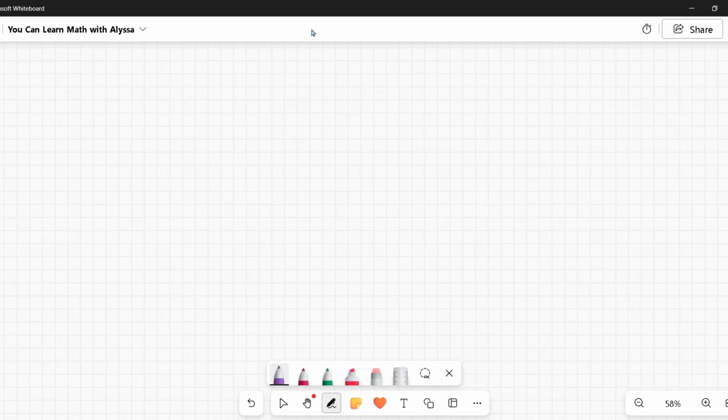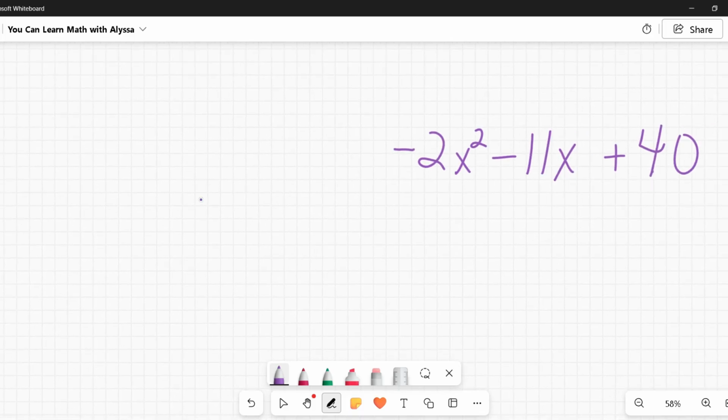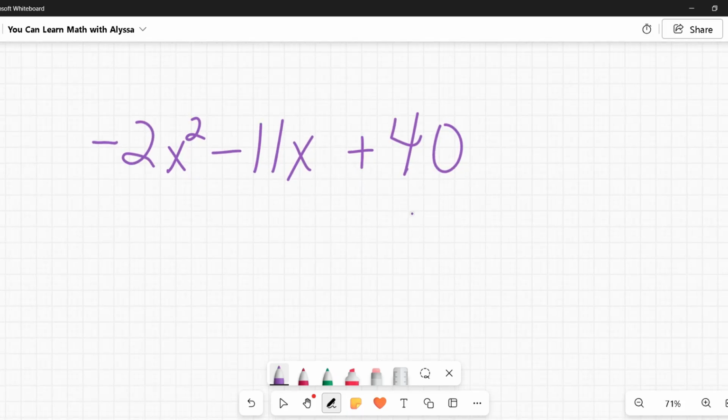Today we're talking about how to factor a negative quadratic equation with a first coefficient that's greater than 1. That's a mouthful, right? Well, it also can be quite daunting to do the math for it. And what do we mean by this? This is what we're talking about.